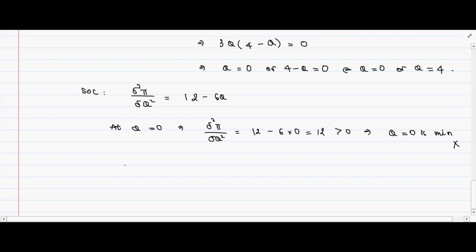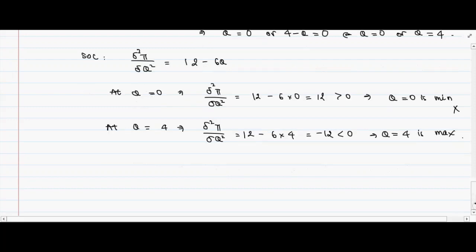How about the second point where Q equal to 4? The second derivative at this point is 12 minus 6 times 4, which is equal to -12, and that is smaller than 0. So we know that Q equal to 4 is a maximum point, which is what we want. Therefore we confirm that the profit is maximized at the quantity Q equal to 4.